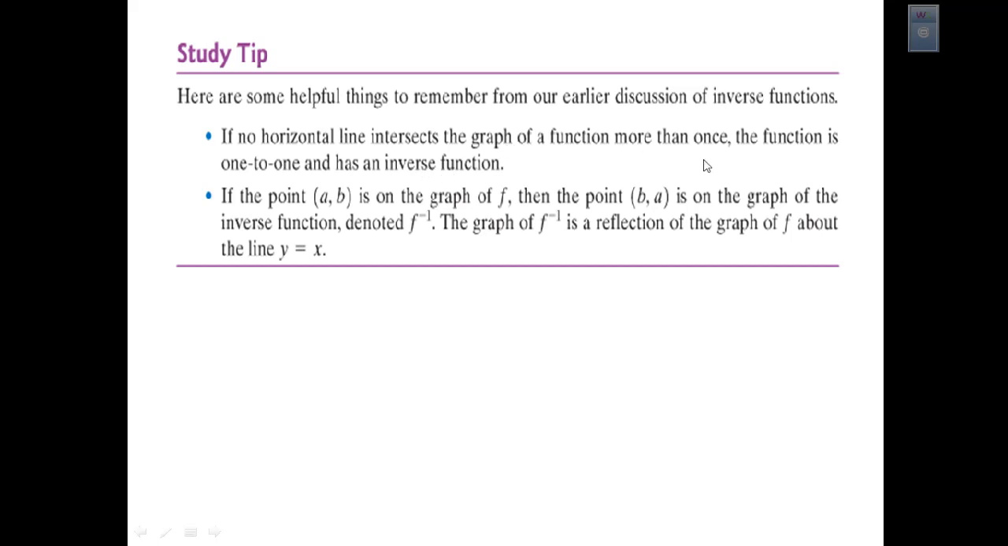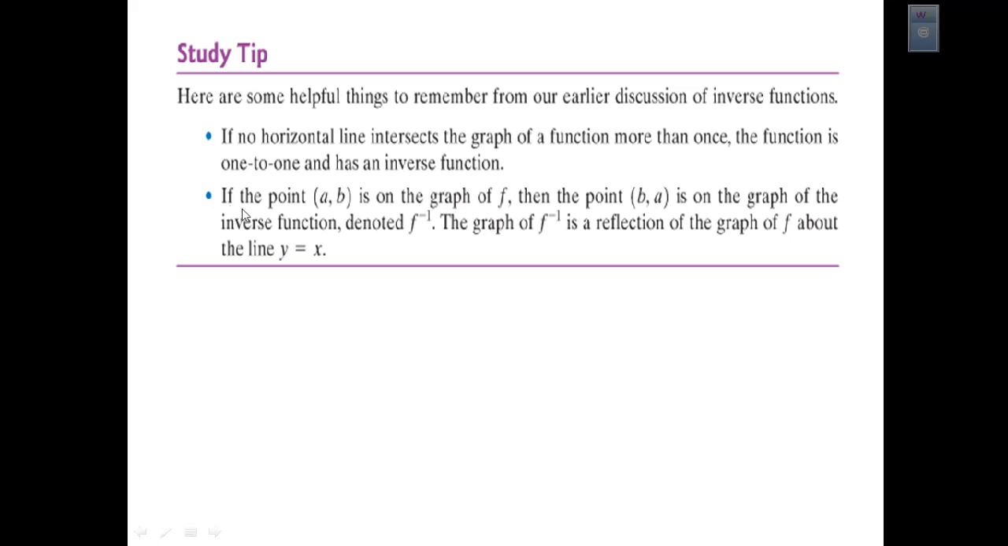So here are some helpful things to remember from our earlier discussion of inverse functions. If no horizontal line intersects the graph of a function more than once, the function is one-to-one, and it has an inverse that is also a function. Now, be careful and don't think that anything where a horizontal line only intersects once is one-to-one. Remember, it has to be a function first. If it's not a function to begin with, the horizontal line test means absolutely nothing.